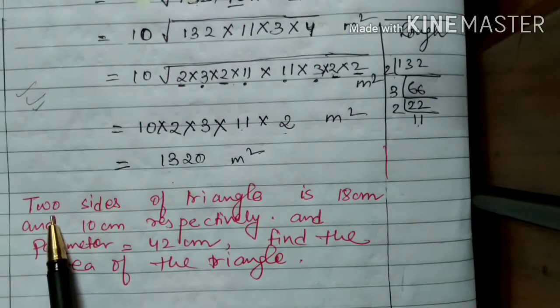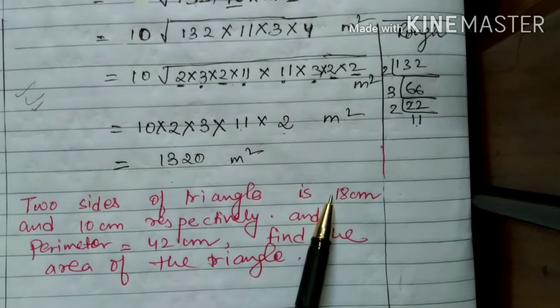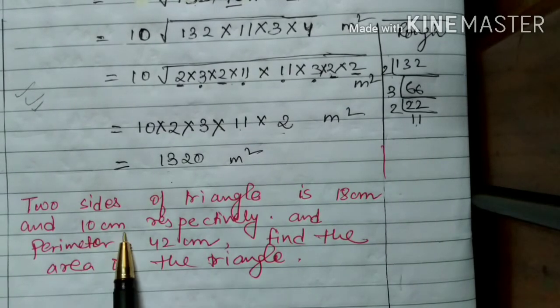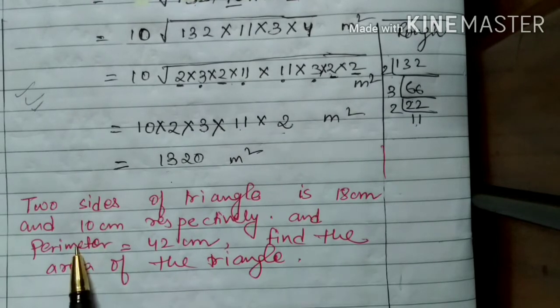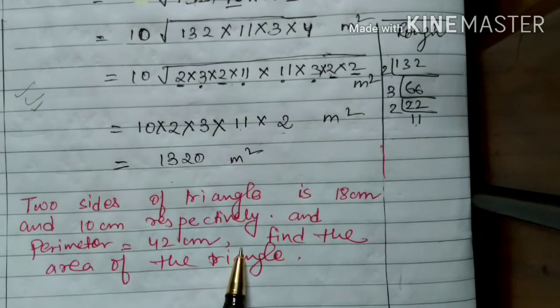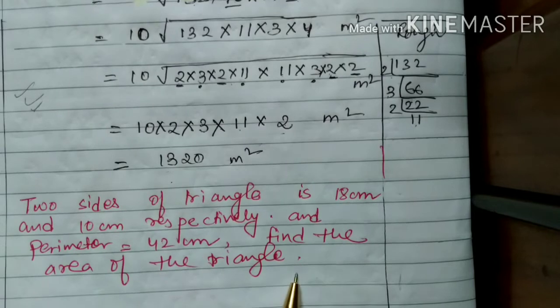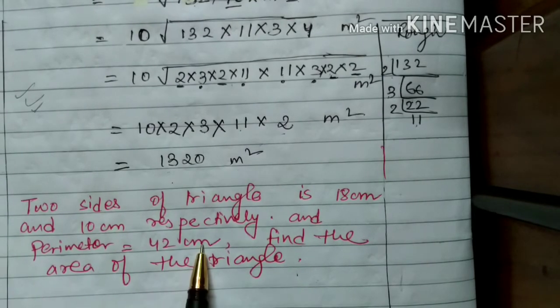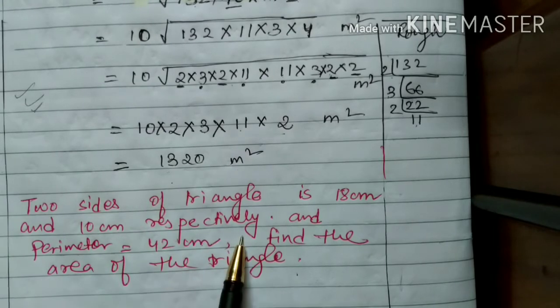Now let's take the next question. The next question is: two sides of a triangle are 18 centimeter and 10 centimeter respectively, and the perimeter is given as 42 centimeter. You have to find the area of the triangle. So similarly we will be doing here, perimeter is given. By using the perimeter we will be able to find the third side.